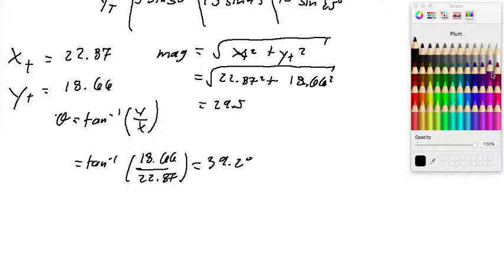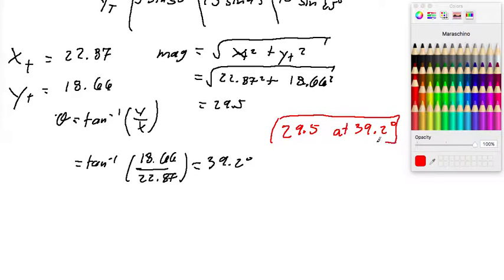So now our final answer, which I'll make in red, is going to be, our vector is 29.5, remember units, at 39.2. So 29.5 at 39.2 degrees. That's your new vector. That would be your answer for the addition of the three vectors. Now, what does that look like using the head-to-tail method?